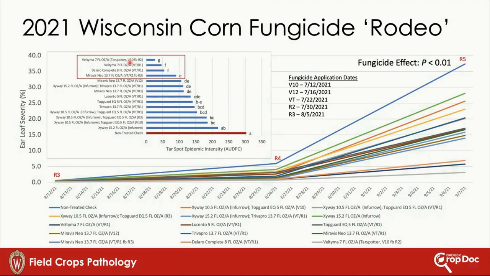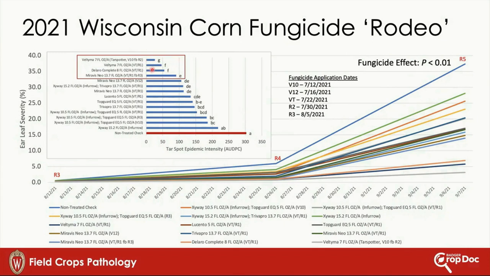So we actually had our first application at V10, followed by a second application at R2. And you can see that that was one of the best programs here. What you're looking at with this line right here, these are what we call disease progress curves. So we take several ratings through the season, and you can kind of see how it's increasing, and we get into this exponential increase where the line gets pretty steep as we rate. And then we can take this information and we can boil it down into a single number here.